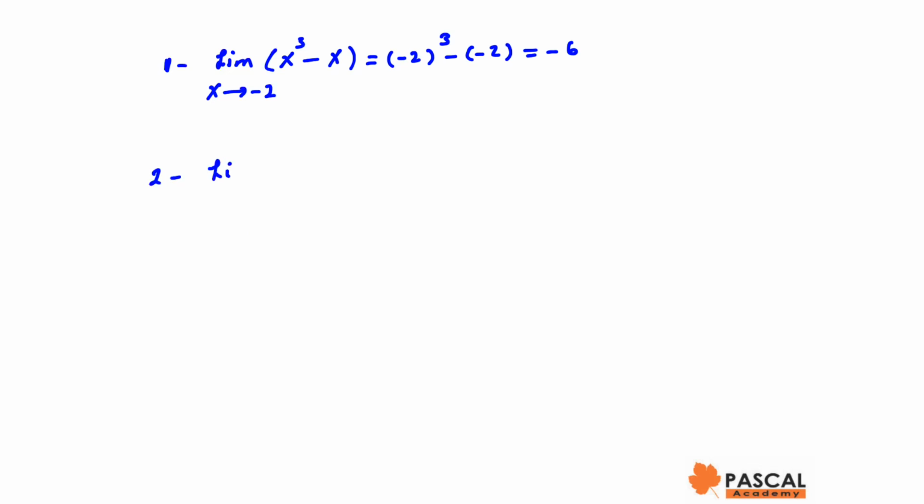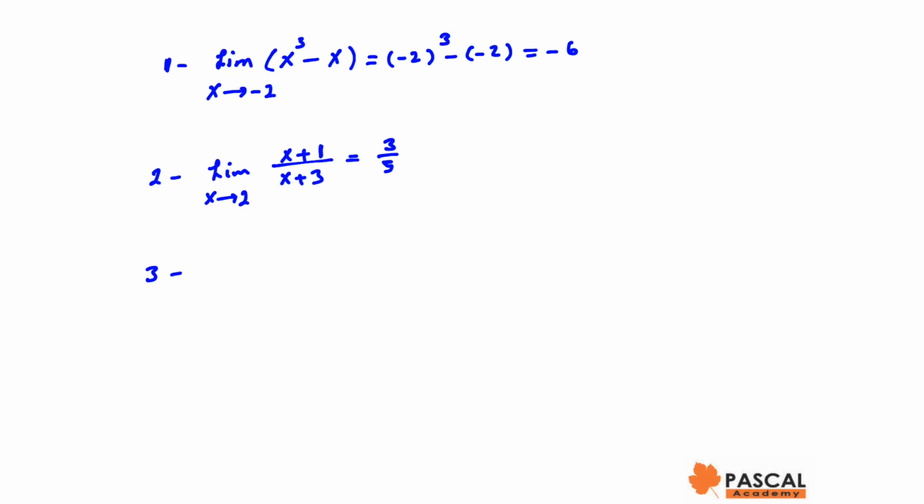Question 2. Find the limit of (x plus 1) divided by (x plus 3) as x approaches 2. By the direct substitution method, this limit is 3 over 5.